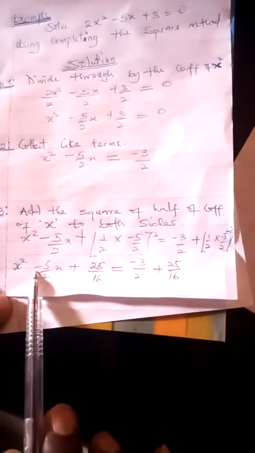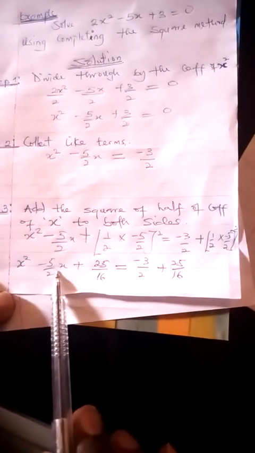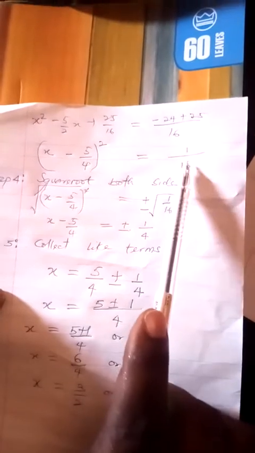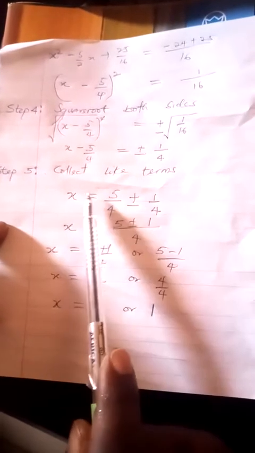So the left-hand side will surely give us a perfect square, as we have it here. And the other side, we simplify as we have it here. You can follow through line by line, step by step.